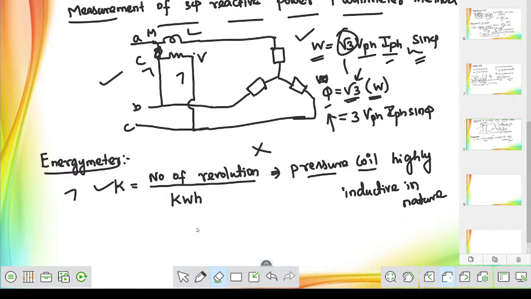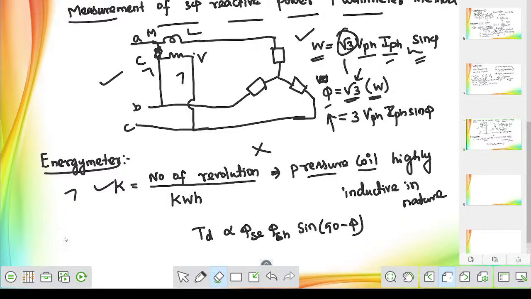The next thing: the deflection torque developed by the energy meter is directly proportional to the flux developed by the series coil and the flux developed by the shunt coil, into the sine of 90° minus the phase angle difference between these two fluxes.